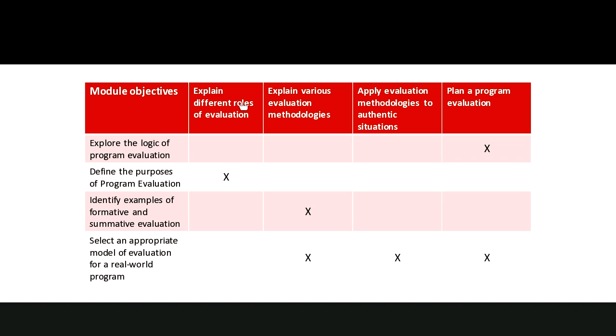So I've created this table, and across the top are the course level objectives for a research course. You're explaining the different roles of evaluation, you're explaining evaluation methodologies, you're applying them to authentic situations, and then you're creating a program evaluation. Like I said, it's a research class, but it's all about how you would evaluate the quality of your research. So again, the course level objectives are across the top.